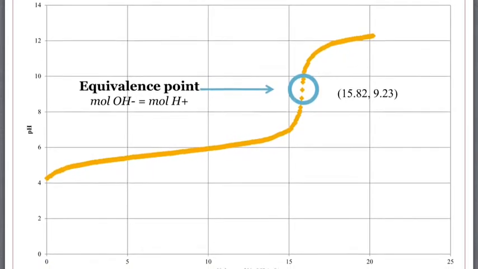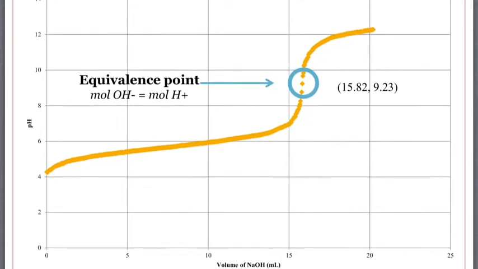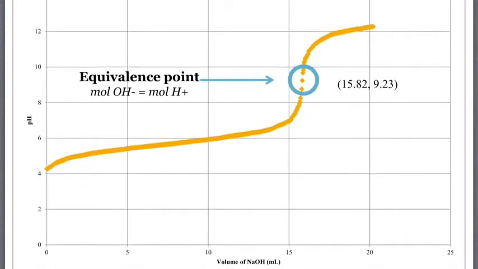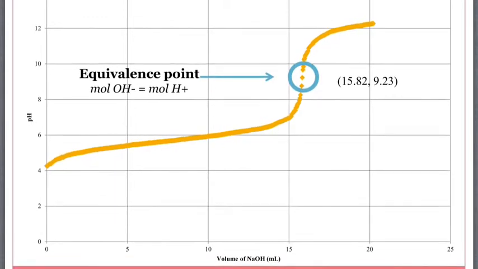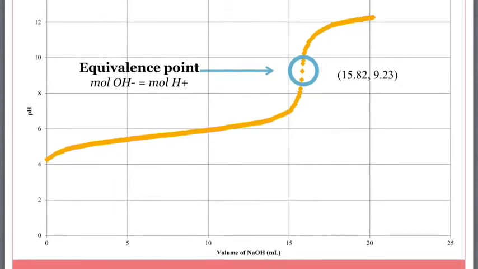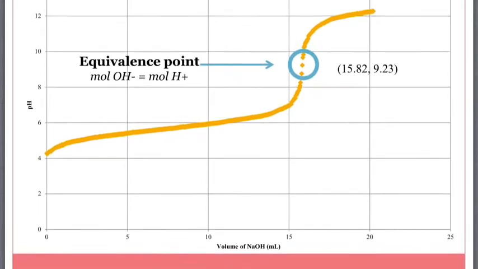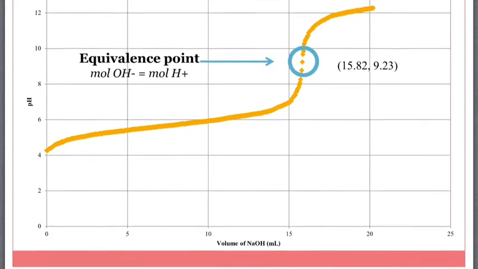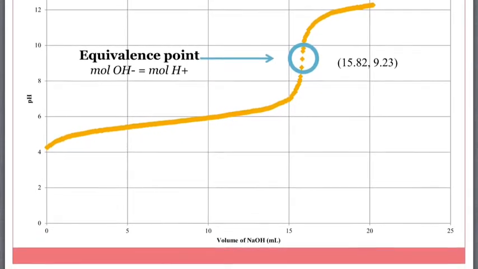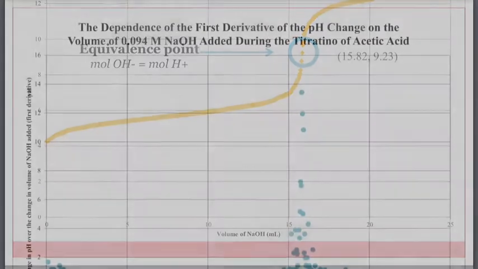When you're titrating a weak acid with a strong base, as we did in this experiment, you should get a pH at the equivalence point of above 7. But when you titrate a weak base with a strong acid, you should get a pH at the equivalence point below 7. We will be using the volume of NaOH at the equivalence point to help us calculate the concentration of our acetic acid solution.